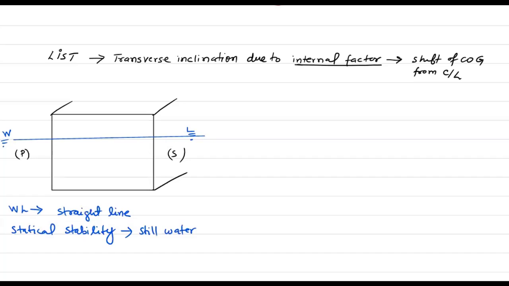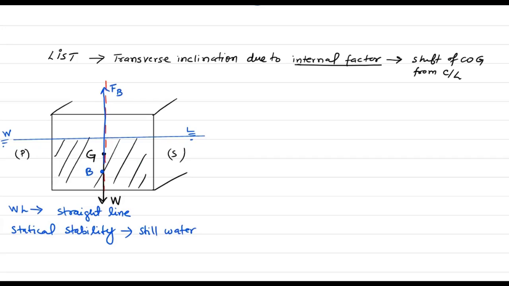Stable. And if the water line is a straight line, that means suppose this is your center line. And here, this is G, and the weight is acting vertically downward, right? And this is the underwater portion. Geometrical center of underwater portion is B, center of buoyancy, and force of buoyancy is acting vertically upward. These two forces are equal and opposite. So this is upright condition.